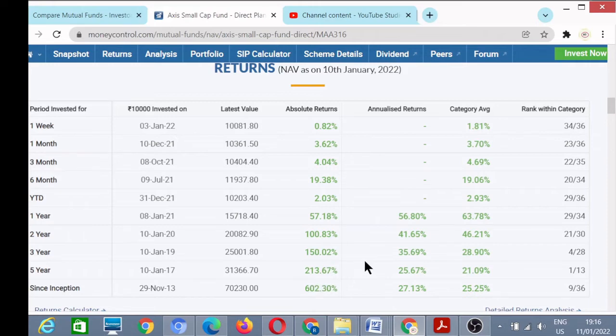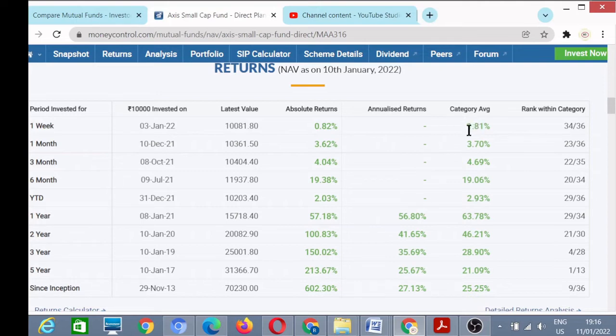That means you have got a profit of 150% in 3 years. That means if you had invested rupees 1000, your value would have been 2500. Then in the last 5 years returns are 213%. That means more than 3 times your money in 5 years. Since inception it has given 602% returns. That means your money had become 7 times if you had invested in 2013.